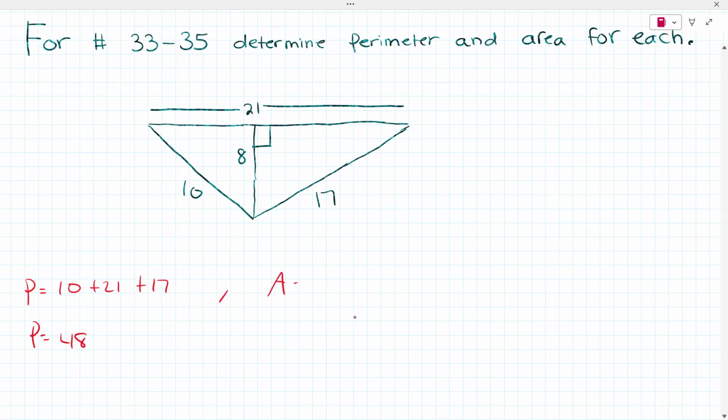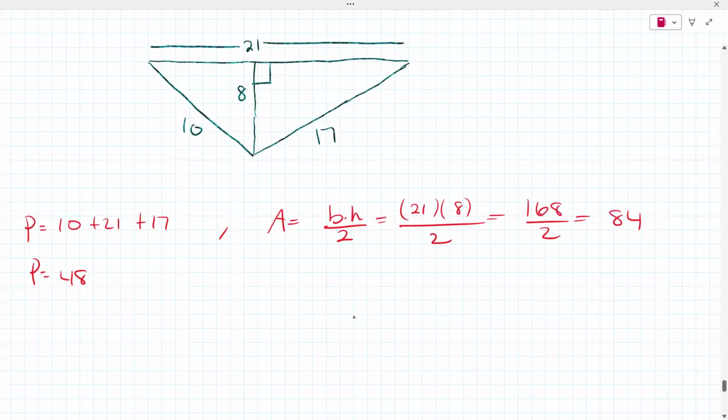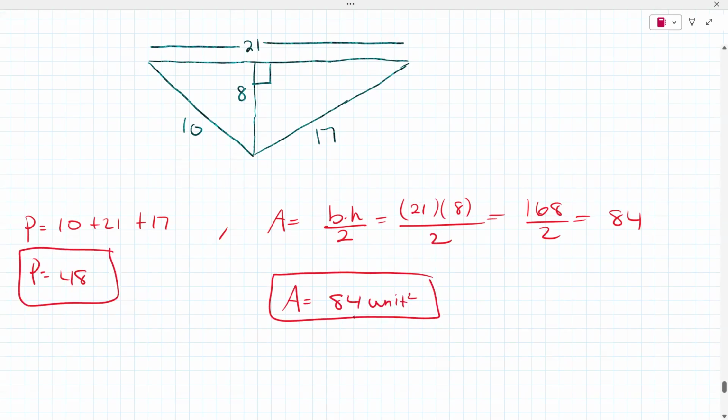And then find the area. The area of a triangle is base times height over 2. So my base is 21. My height is 8, all over 2. So that's 168 over 2, which is 84. Okay, so the area is going to be 84 units squared. And then my perimeter is 48. And it can be units.